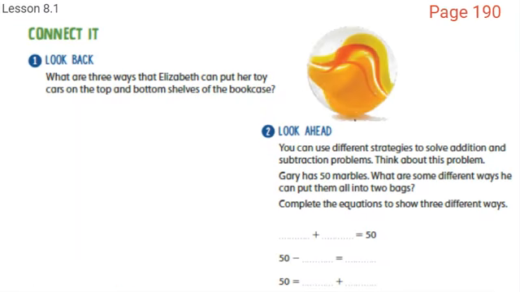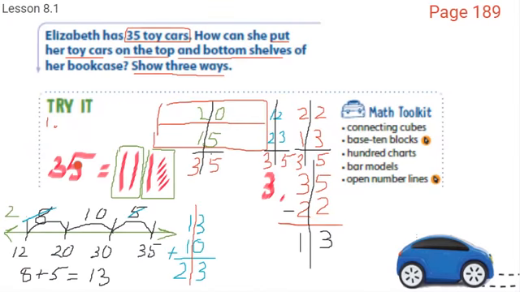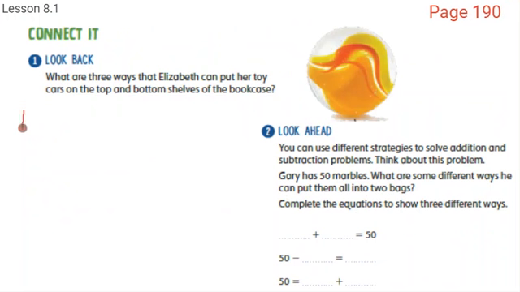Next page. Okay, so now we're on page 190. And it says here, look back in ways that Elizabeth can put her toy cars on the top and the bottom shelves of the bookcase. You know, and what are the 3 ways? So let's take a look back. So first, I used base 10 rods and 1 unit. So I can say number 1.